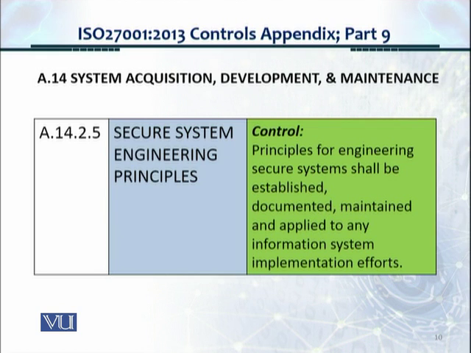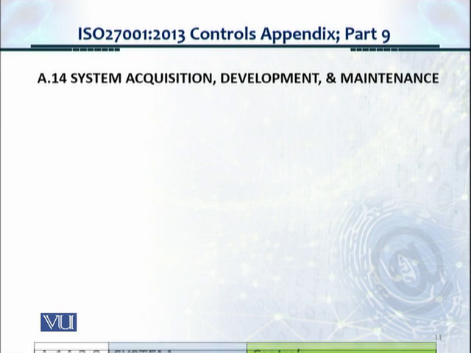Secure system engineering principles. Principles for engineering secure systems shall be established, documented, maintained, and applied to any information system implementation efforts. This matches with the third step in our information security transformation model, the security engineering. So it's asking us to establish, document, maintain, and apply the security engineering principles respective to the application, to the database, or the other software within system acquisition, development, and maintenance.